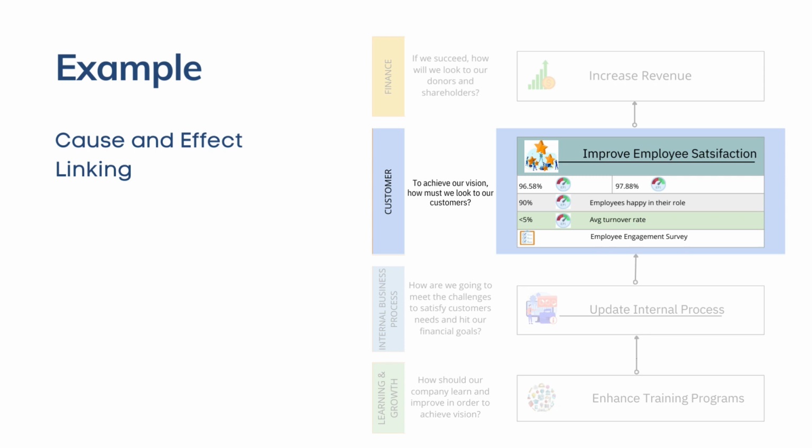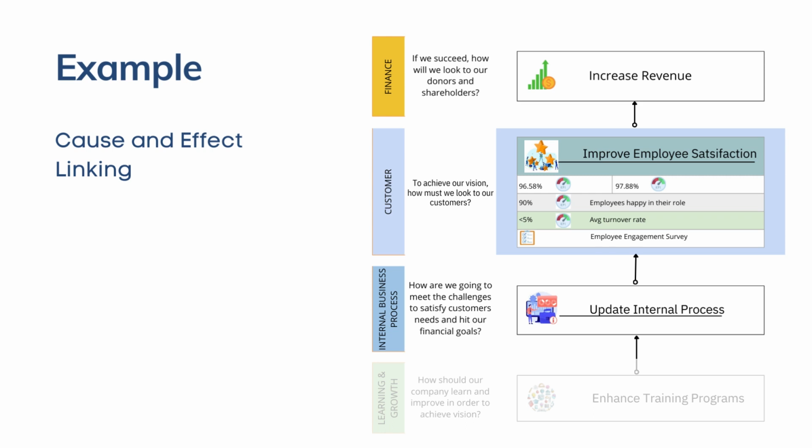This goal is now properly detailed, and we could place it in the customer perspective of the overall strategy map. When it's in the strategy map, we can start determining cause and effect linking for the goal, as you see here. It will contribute to the financial goal of increasing revenue. Happy employees are more productive, innovative, and efficient, which impacts revenue in a very positive way.